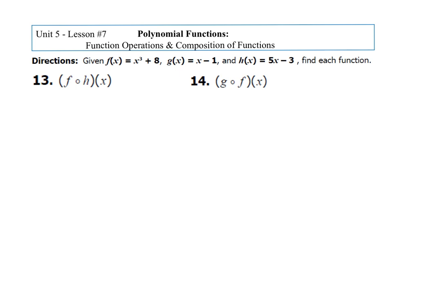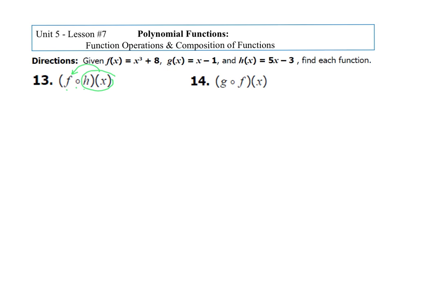Okay, number 13. Notice we're using the same 3 different equations up top, but this time we are being told to find f of h of x. So again, I start by finding my one closest to x, which is the h of x. That's my second function. The second goes inside the first. So h is going inside of f.